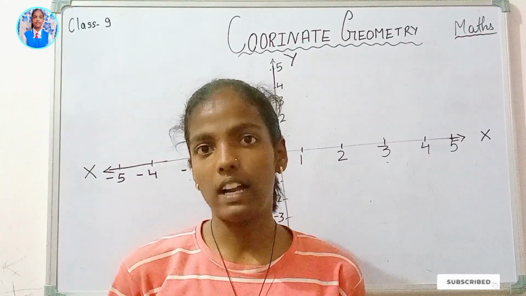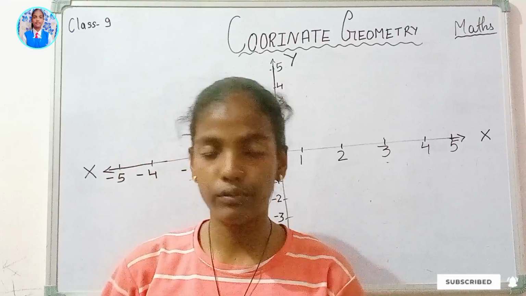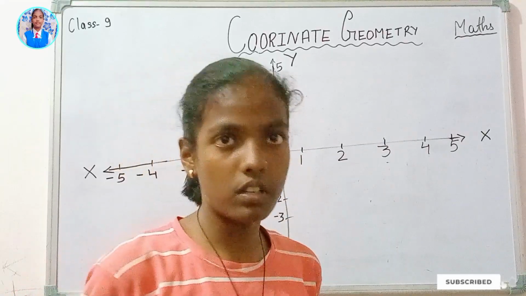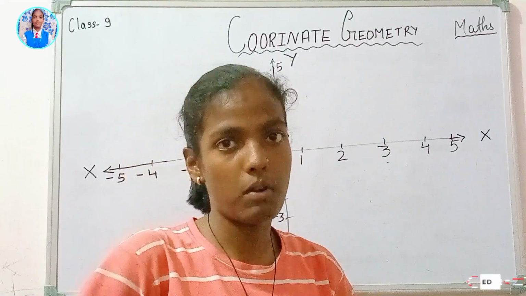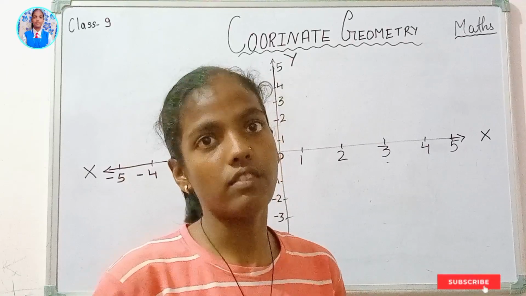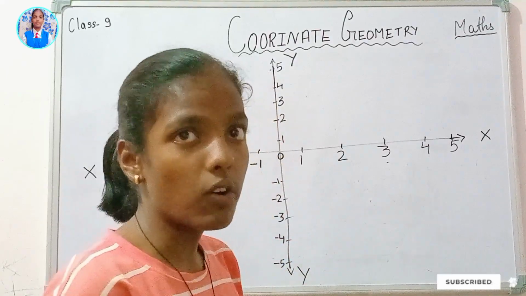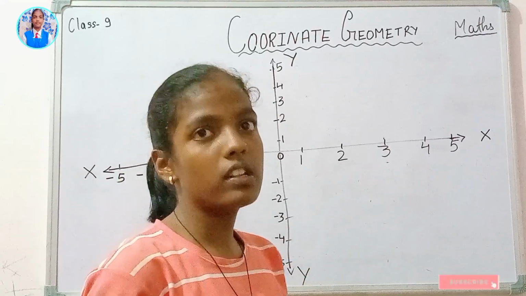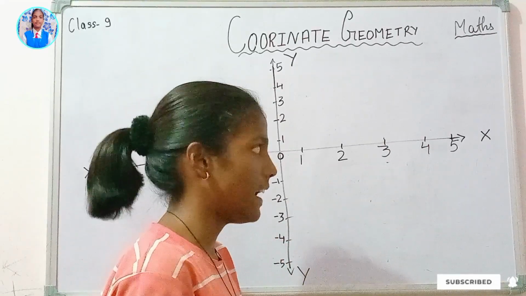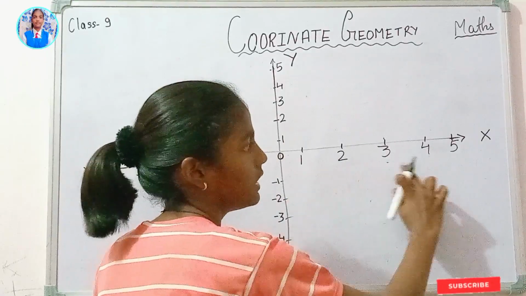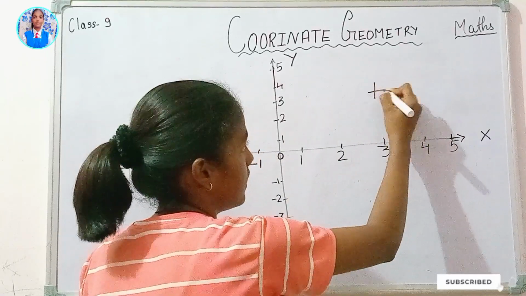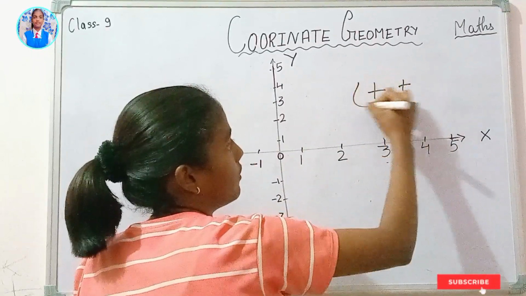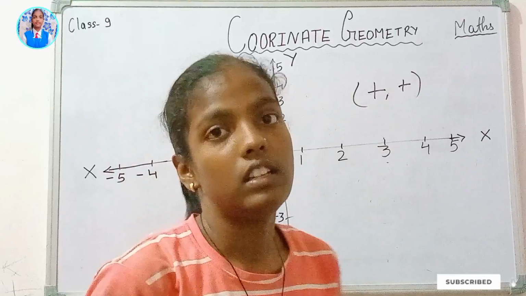I have already told you that there are 4 quadrants, 1, 2, 3 and 4. In the first quadrant, how we will plot the numbers and how we will write, we have to first learn about this. Before learning that, we must know how the quadrants are represented. For example, here is the first quadrant. Firstly, we will represent the numbers in the x-axis. The numbers in the x-axis are positive and numbers in the y-axis are also positive. So we will represent it as double plus.